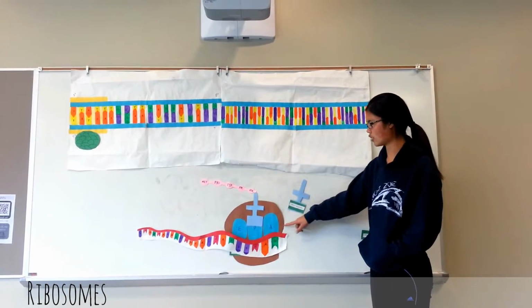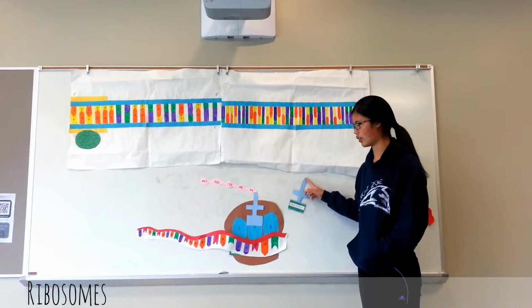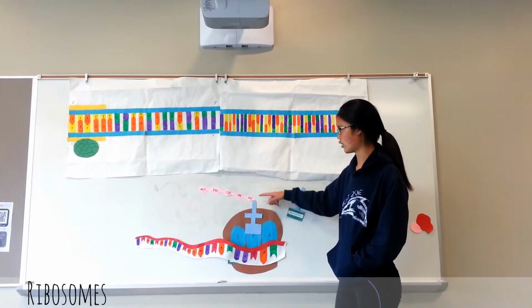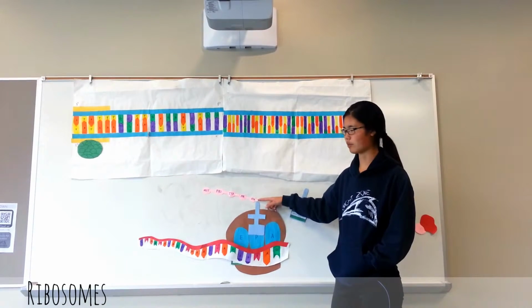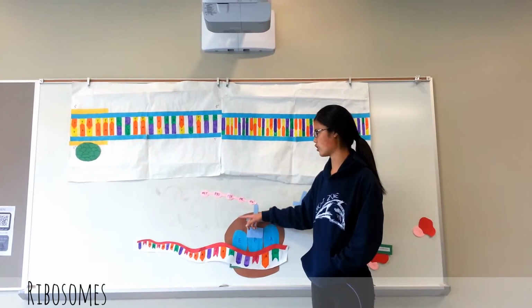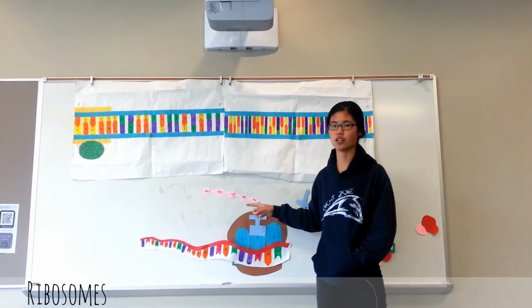So at the A site, the tRNA enters carrying an amino acid, and then at the P site, the tRNA contains a growing polypeptide chain. Once it enters the E site, it then discharges to go off to find another amino acid.